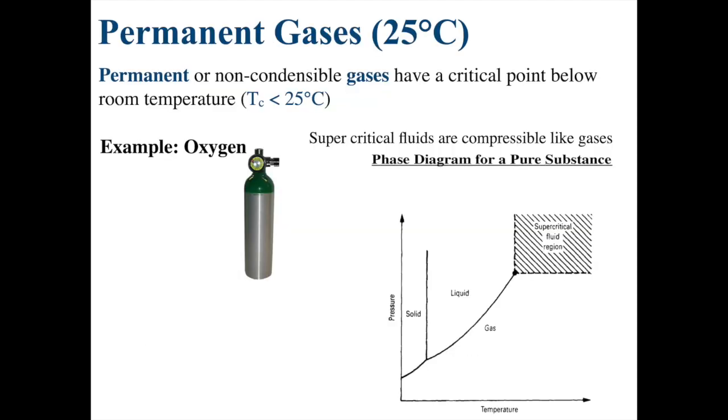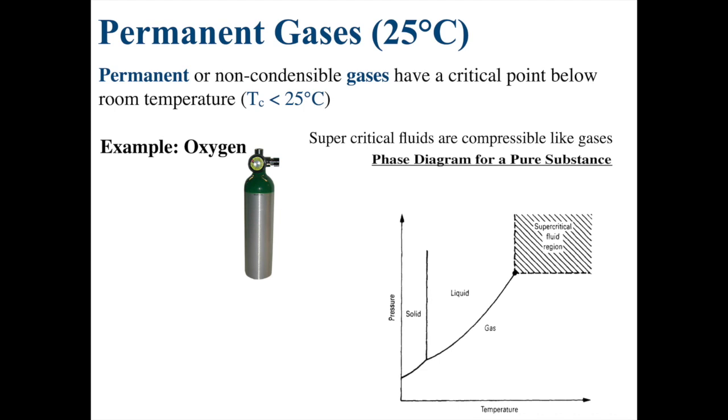This leads us to a couple of terms: permanent gases and condensable gases. Technically, a permanent gas is one in which the current temperature is greater than the critical point temperature. If you increase the pressure, you will not liquefy it if you are above the critical point temperature. But a lot of times these terms are used in reference to room temperature.